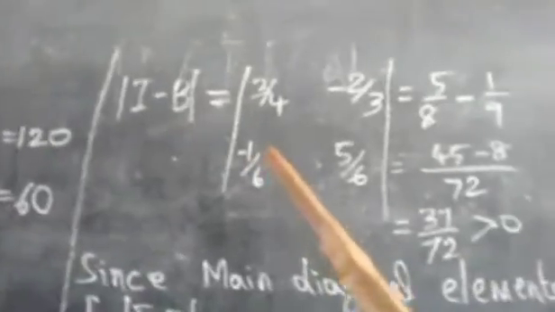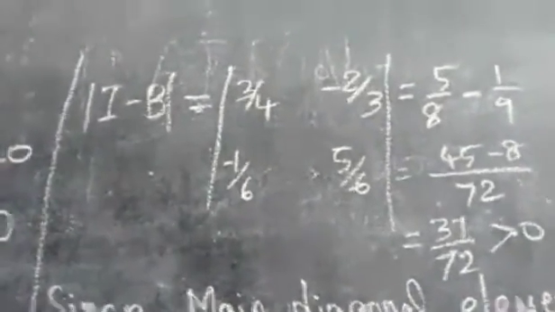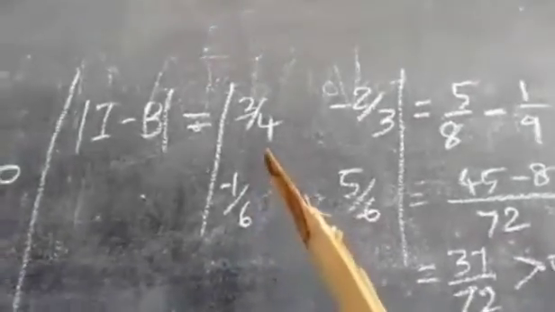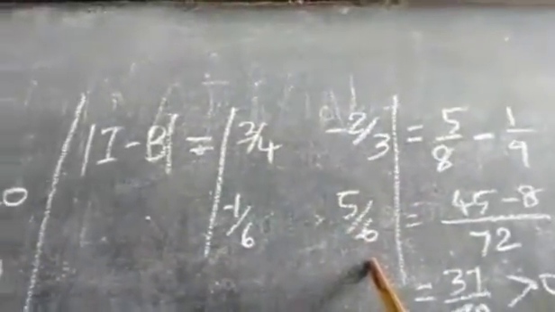What is the I minus B matrix? We only have to write all the elements within the vertical lines. Okay, don't forget. So this is 3 by 4, minus 2 by 3, minus 1 by 6, 5 by 6. Now we have to multiply these two things.